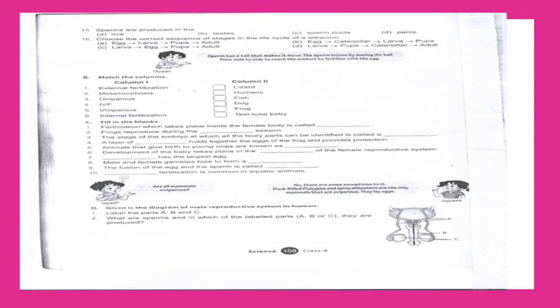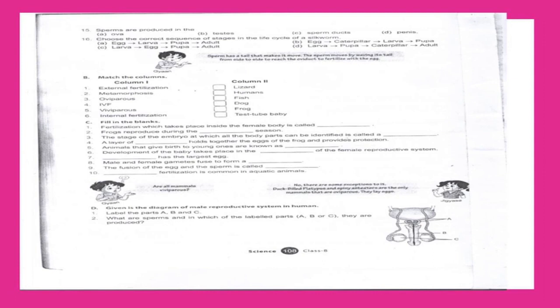Are all mammals viviparous? No, there are some exceptions. Duck-billed platypus and spiny anteaters are the only mammals that are oviparous and they lay eggs. I repeat, not all the mammals are viviparous, giving birth to young ones. I hope you understand. I will ask this for examples, a 2 mark question.